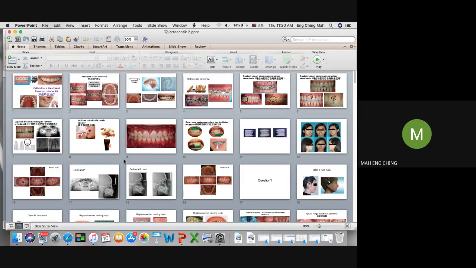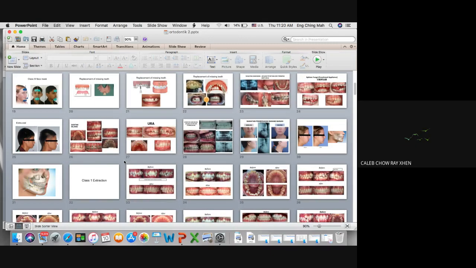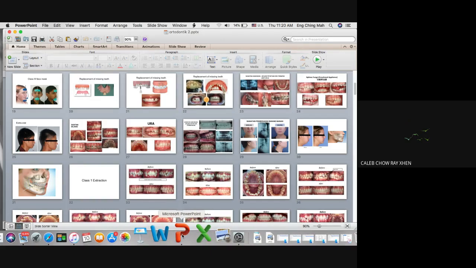Doctor? Okay. All right. Repeat in class 2 division 1 with moderate class 2 skeletal. There's one part where you said overbite correction requires space in the lower arch. Can you explain the extraction part again? Why do we have to extract the upper if you extract the lower?